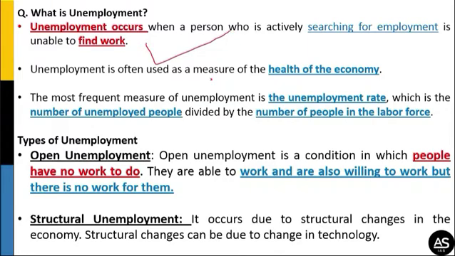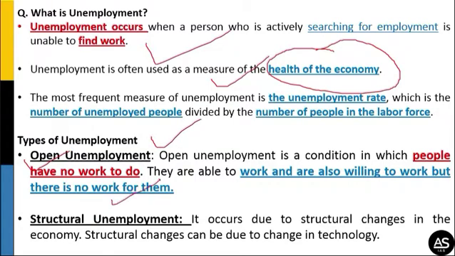Unemployment is basically bad for our economy and it indicates that our economy is not functioning well, so it is an indicator for any economy. There are types of unemployment in economics, and we will cover each of them. First is open unemployment. Open unemployment is a condition in which people have no work to do and are willing to do some kind of work but don't get any. That is known as open unemployment.